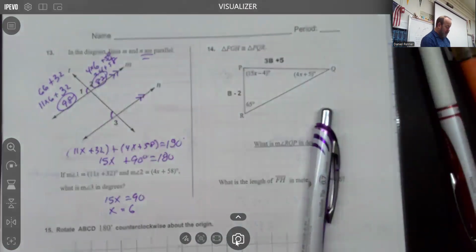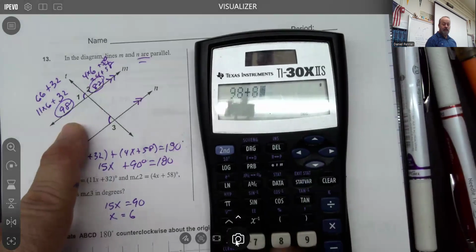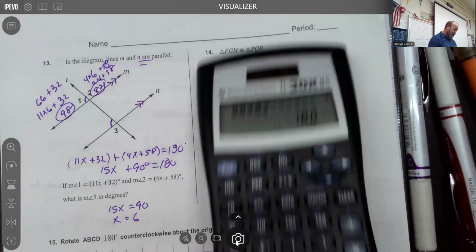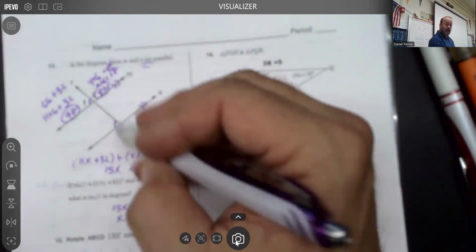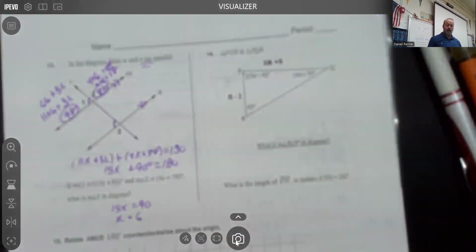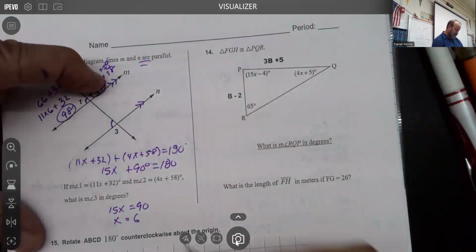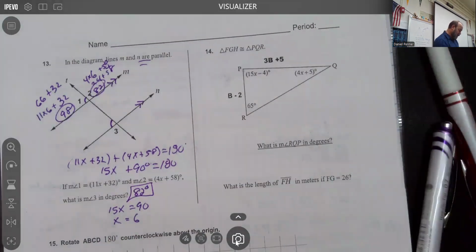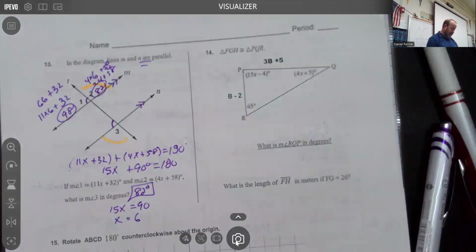And of course, the question would be, did I do this okay? Is there a mistake here? Because I got a 98 and an 82, and if I did it right, I should get 180, which it looks like I did. So I should know that if that is 82, then these alternate exterior angles right here should in fact be congruent. So if this angle right here is 82, then the measure of angle 3 is also 82 degrees. That was our alternate exterior angle theorem, and that was actually a theorem back in the day.